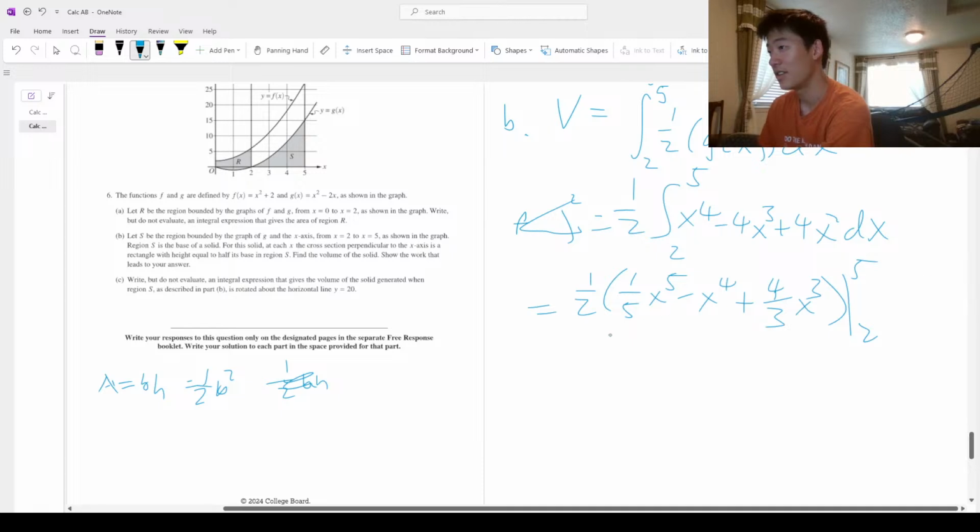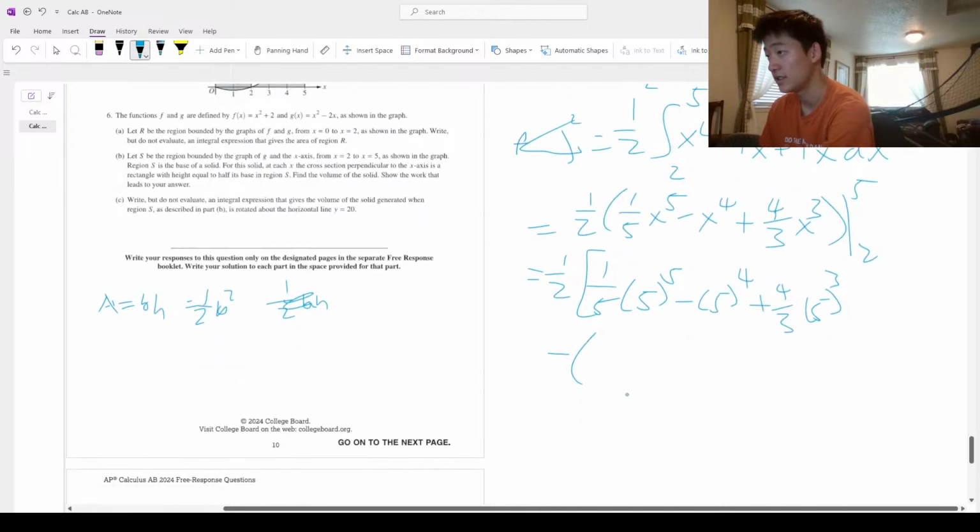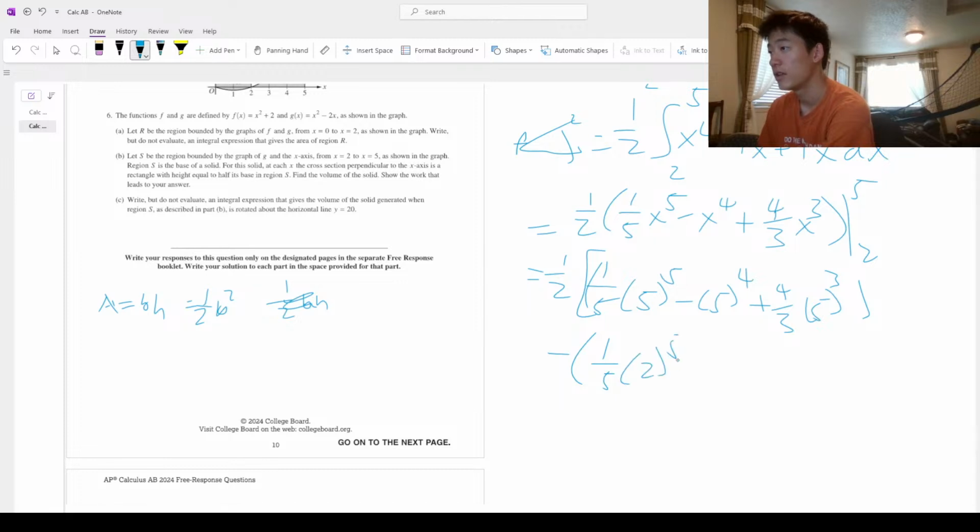Okay, and at this point, actually, it's not so bad because on an AP exam, you can just write 1/2, big bracket, 1/5, 5 to the 5th, minus 5 to the 4th, plus 4/3, 5 cubed, and then minus, keep it in the big bracket, parentheses. You can have parentheses about this too. 1/5, 2 to the 5th, minus 2 to the 4th.